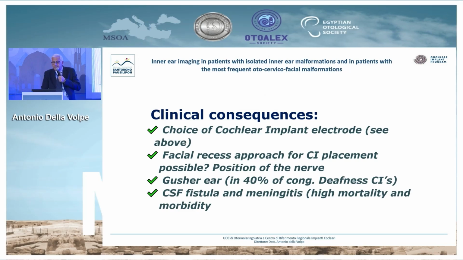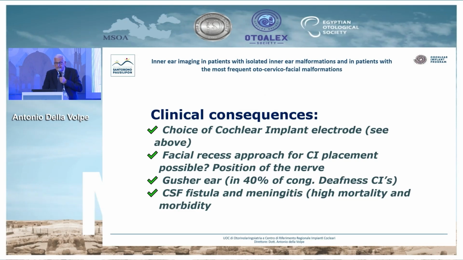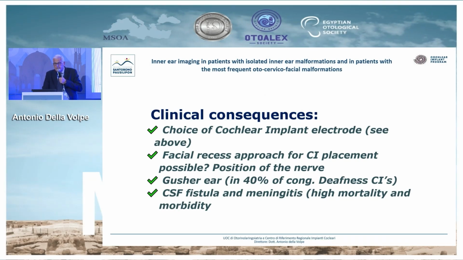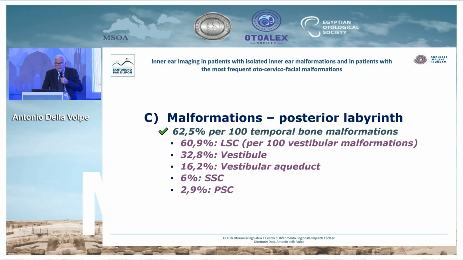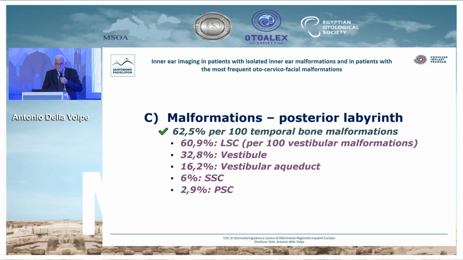Choice of cochlear implant electrode; a facial recess approach for cochlear implant placement is possible. You have to study it before with a radiologic assessment of the position of the nerve. In this case a complication is possible: gusher in 40% of cases, CSF fistula and meningitis, and that could be a problem with high mortality and morbidity. There are some malformations of the posterior labyrinth, in 62% of temporal bone malformations.